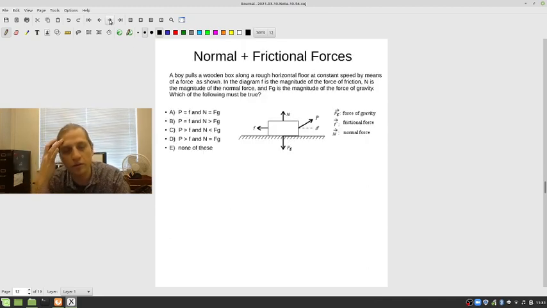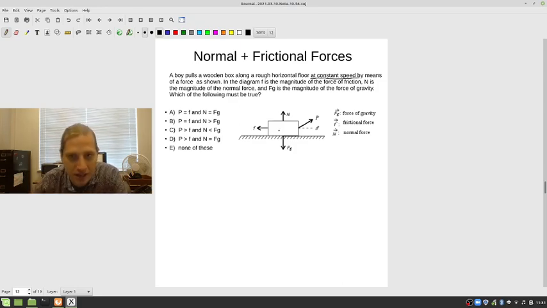Now here's another one that's sort of like the first one I showed you. In this problem, a boy pulls a wooden box along a rough horizontal floor at a constant speed. So that's the important thing. At a constant speed means what? It means no acceleration. No acceleration means what? It means that the net force in every direction is 0.